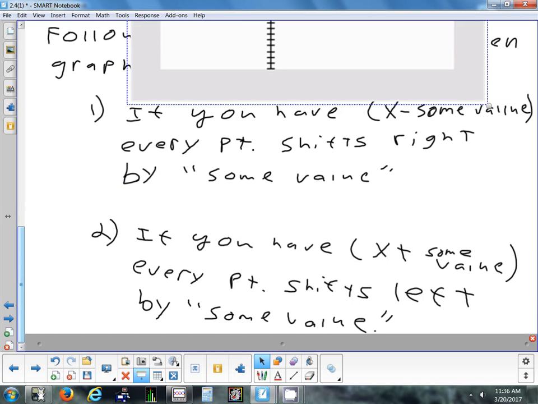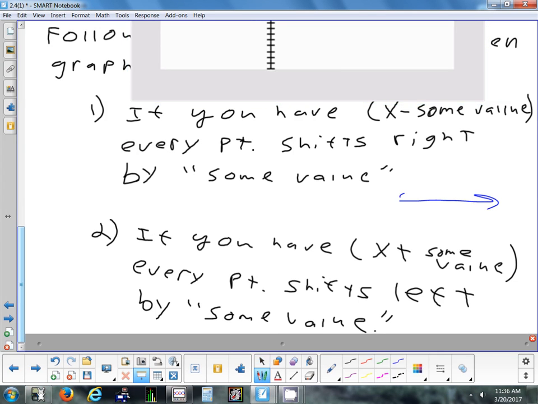So it's kind of the opposite of what you would expect. Okay? And we'll keep that idea in mind. It's the opposite of what you would expect. At least when I think of a number line, positive goes right, negative goes left. Well, it's the opposite of that when you do a shift here.